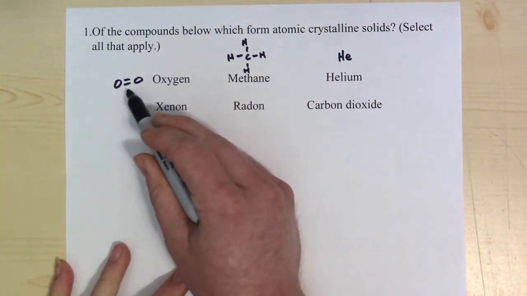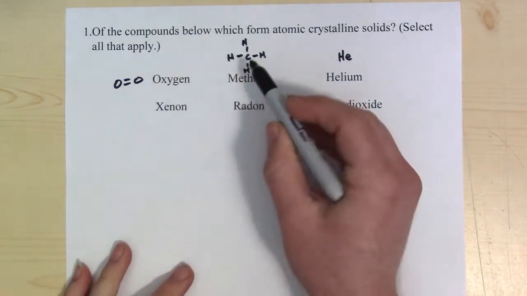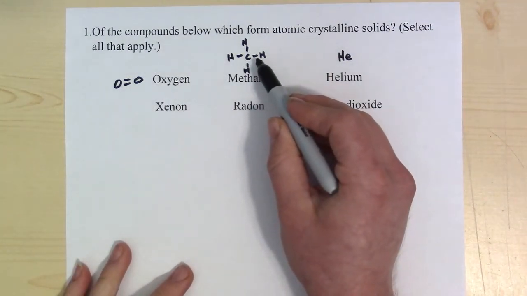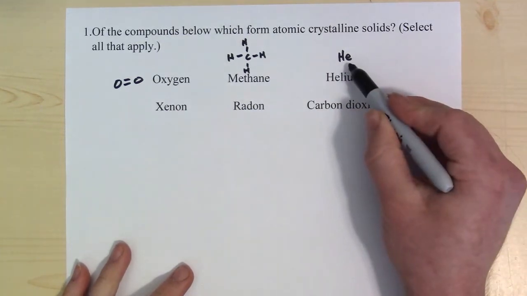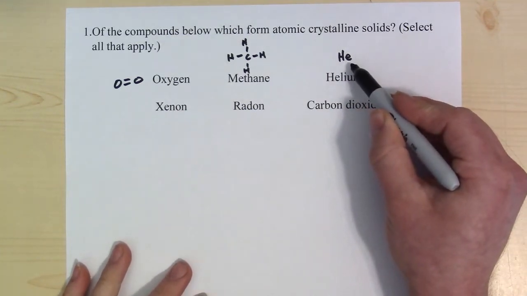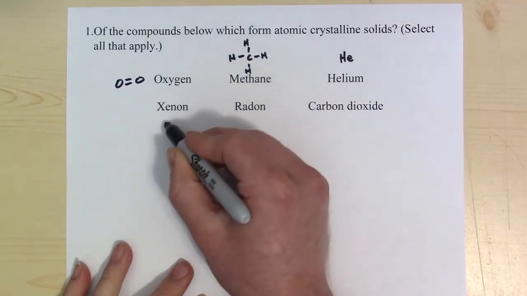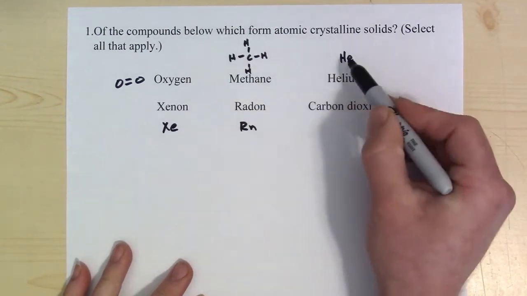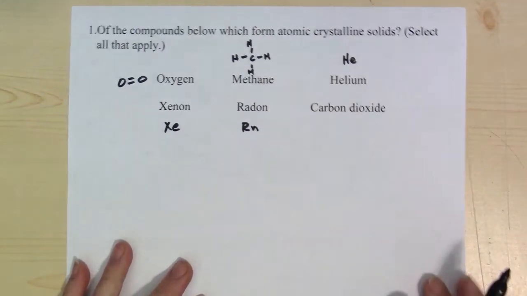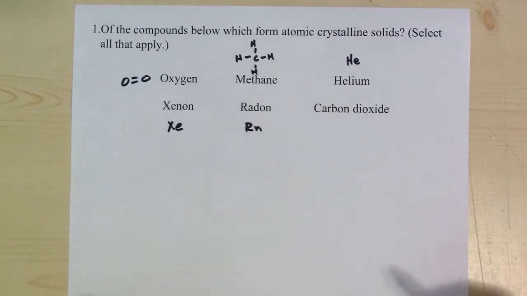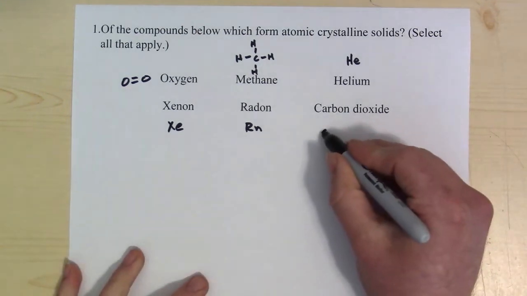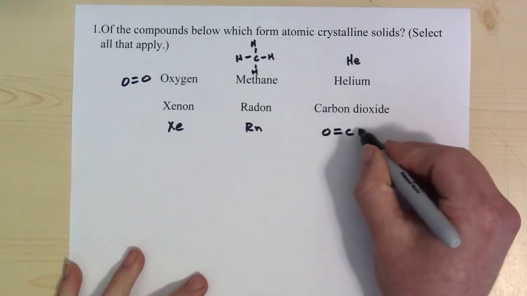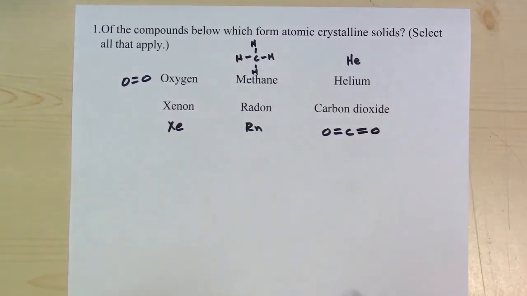So oxygen, 2 double bonded oxygens, methane, a carbon single bonded to 4 hydrogens. Helium is just a single monatomic helium atom. Same with xenon and radon. The helium, xenon, and radon are all noble gases, so they don't form compounds very readily, so they're monoatomic. And then carbon dioxide is a carbon double bonded to 2 oxygens.